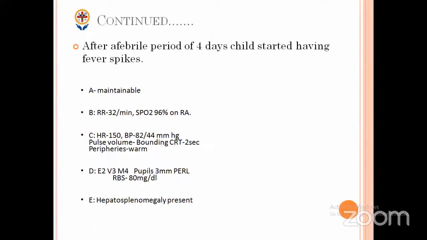So this child improved, but after 4 days, the child developed fever spikes again. Initially, there was no fever for 2 days, and after 4 days of febrile period, the child had fever spikes, and the child had shock again. But this time, the child's pulses are bounding. It's not like hypovolemic. It's bounding pulses. Peripheries are warm, and there is hepatosplenomegaly. Initially, there was no splenomegaly. Now, the child developed splenomegaly. So what we have now is 4 days febrile, and again new onset fever spikes, distributive shock, and new onset splenomegaly.